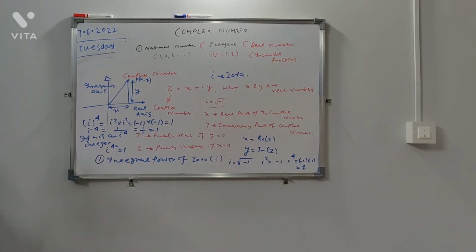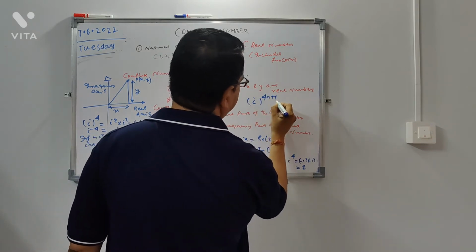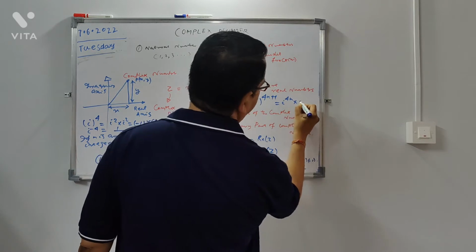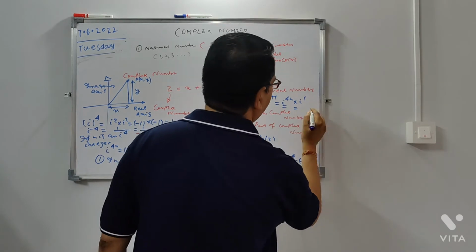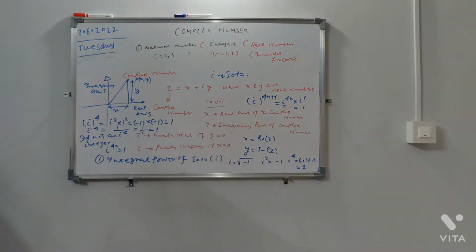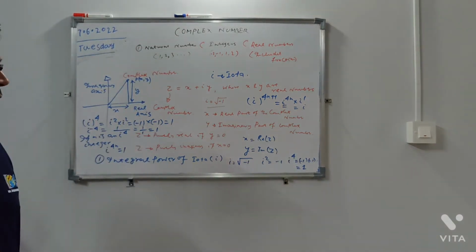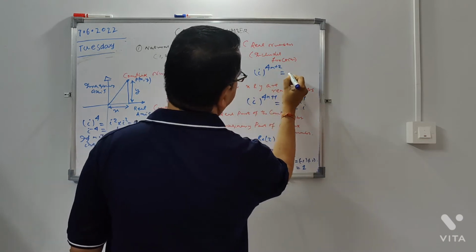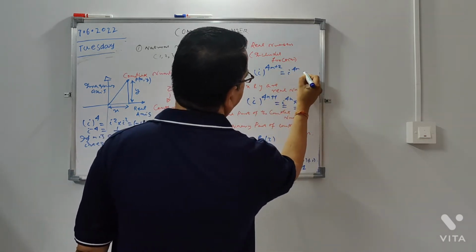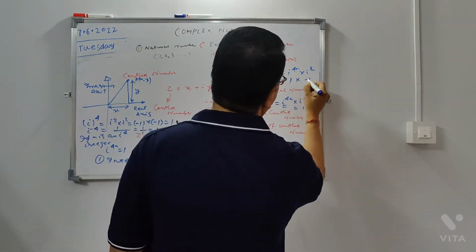So i to the power 4n plus 1 is nothing but i to the power 4n into i to the power 1, where the first part is 1, so that means it is i. So i to the power 4n plus 1 is equal to i. Then i to the power 4n plus 2 is equal to minus 1. Understood? i to the power 4n plus 2 is nothing but i to the power 4n into i squared. i to the power 4n is always 1, and i square is equal to minus 1, so this is minus 1.